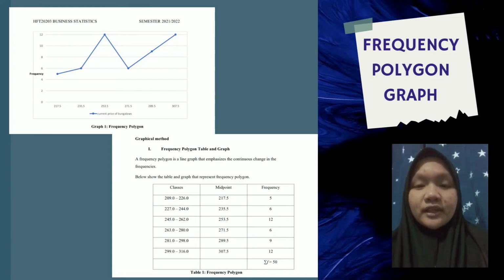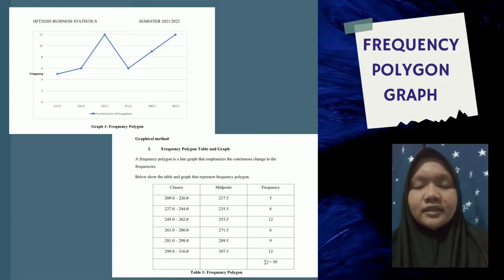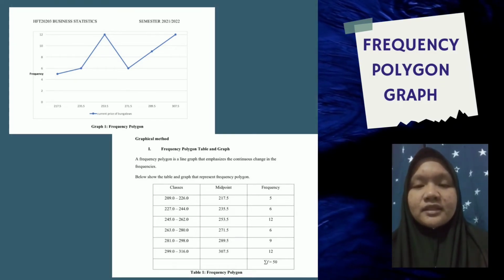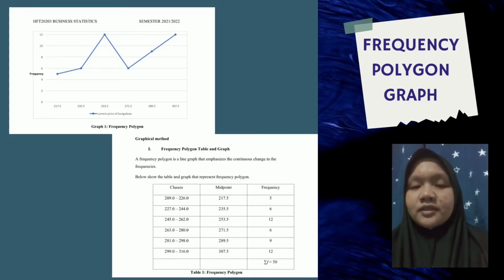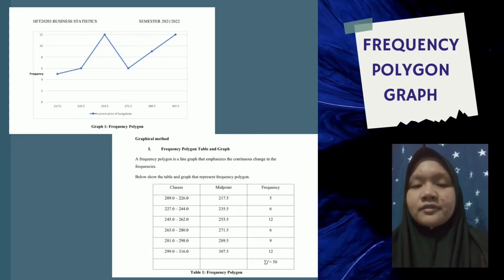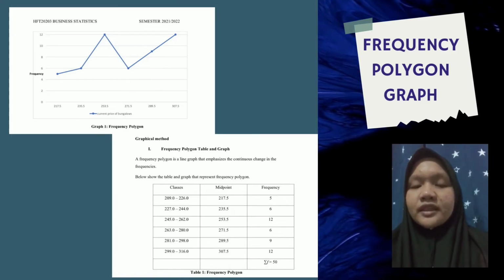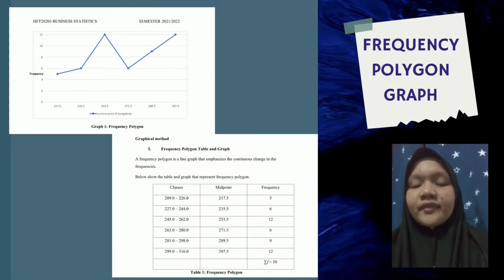Assalamualaikum warahmatullahi wabarakatuh. My name is Izni Hazika binti Muhammad Nawi and my metric number is H20A1167. My part is graphical methods. I chose two graphs. The first is the frequency polygon and the second is the histogram.